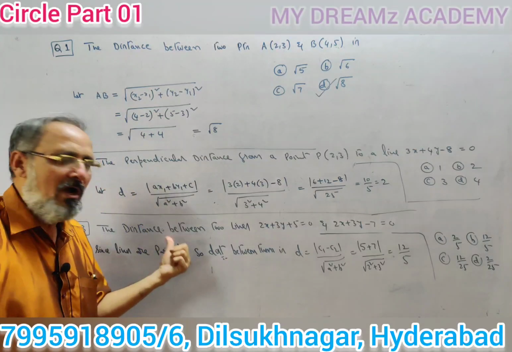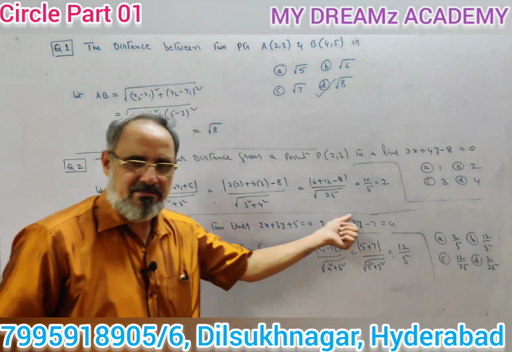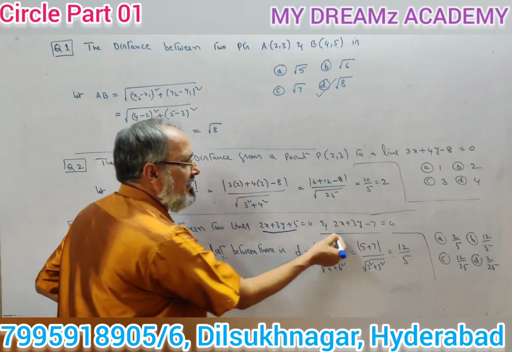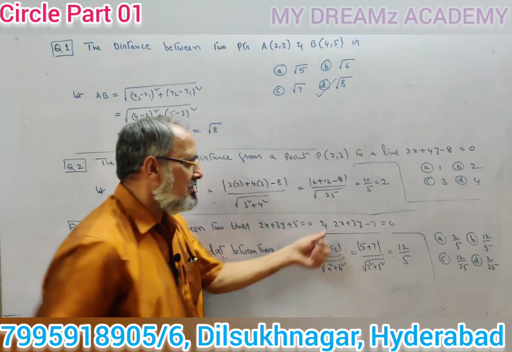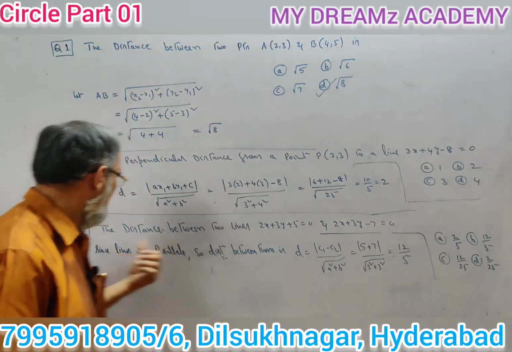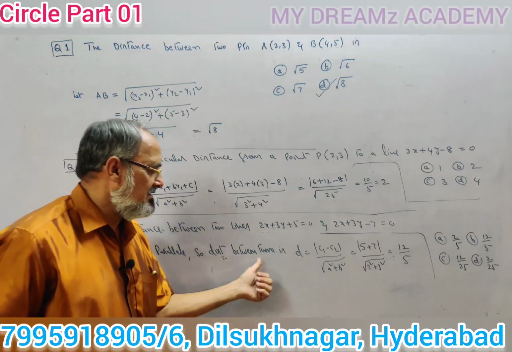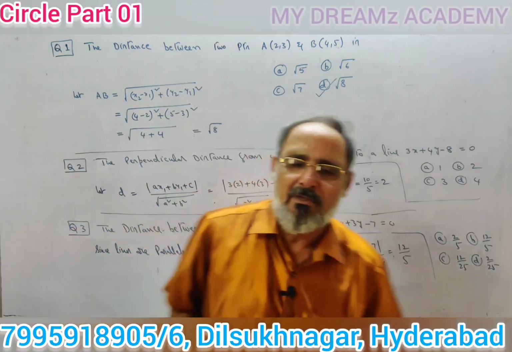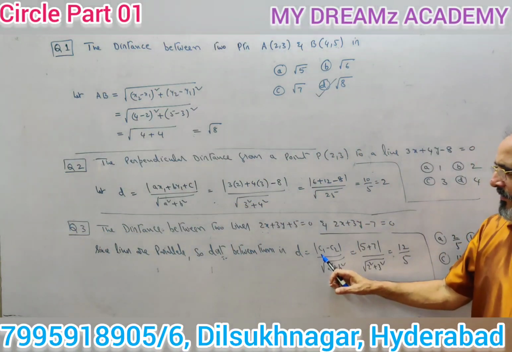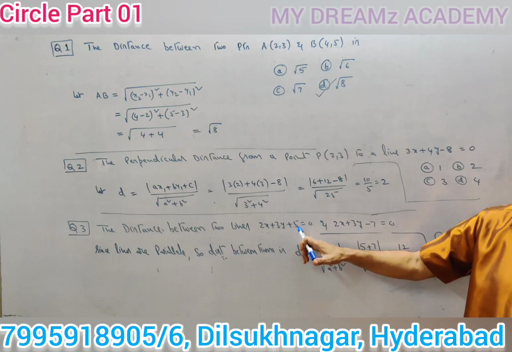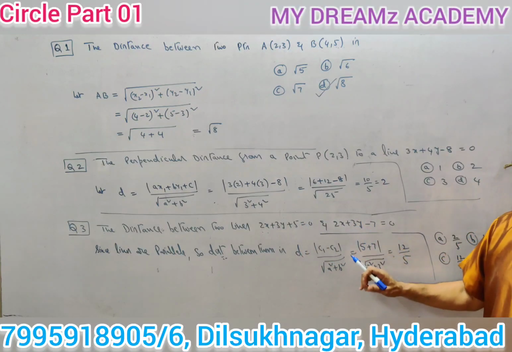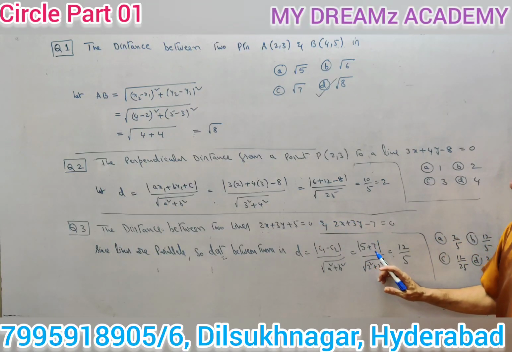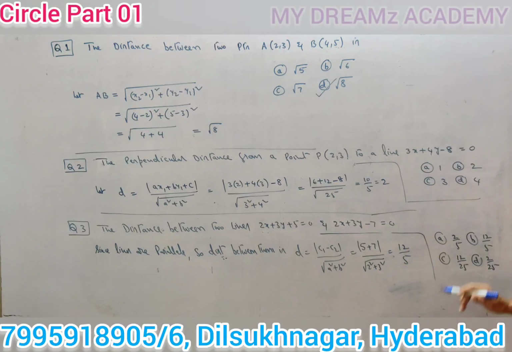Now the third will be how to find out the distance between two lines. Observe that one is 2x plus 3y plus 5, the other is also 2x plus 3y plus 5. So these two lines are parallel. Since the lines are parallel, the distance between parallel lines formula is what? Mod of (c1 minus c2) divided by root of a square plus b square. D is what? C1 minus C2. C1 is the constant of the first, C2 is the constant of the second. It is very, very important. 5 minus minus, that comes plus 7. So that comes 12 by 5 will be the answer.